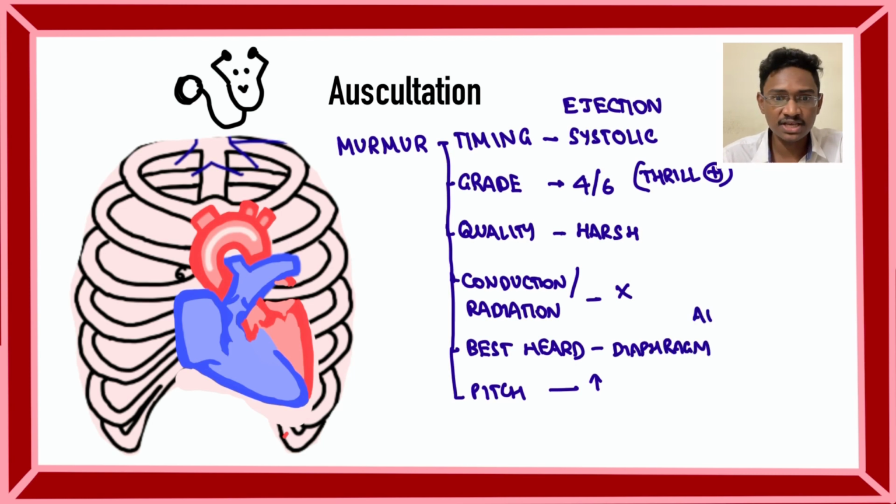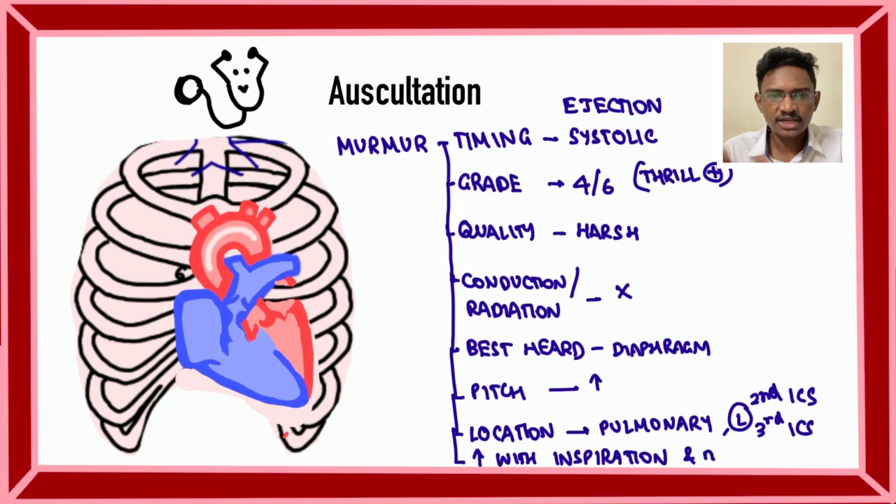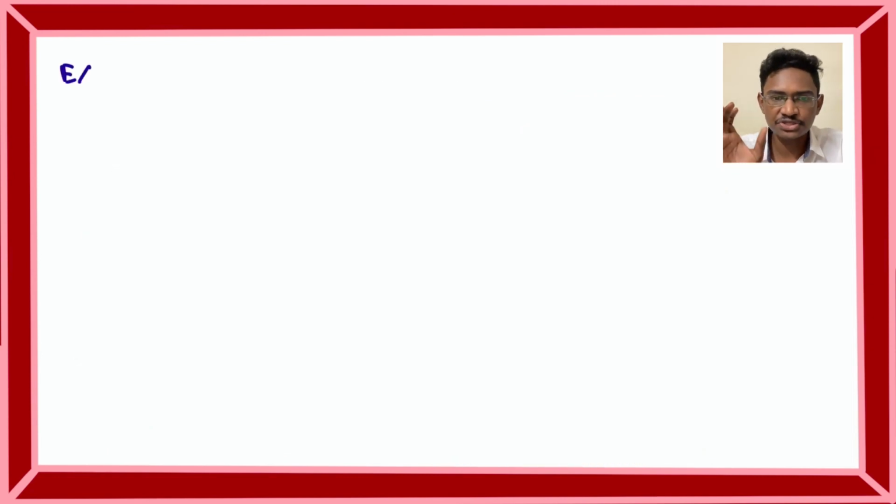Pulmonary stenotic murmurs are best heard with the diaphragm. Next, the pitch was high pitched and the location is the left second intercostal space, which is nothing but the pulmonary area. And this murmur increased with inspiration. This is very important. This is Carvallo's sign. It should be done. So these are the points describing the pulmonary stenosis murmur in tetralogy of Fallot.